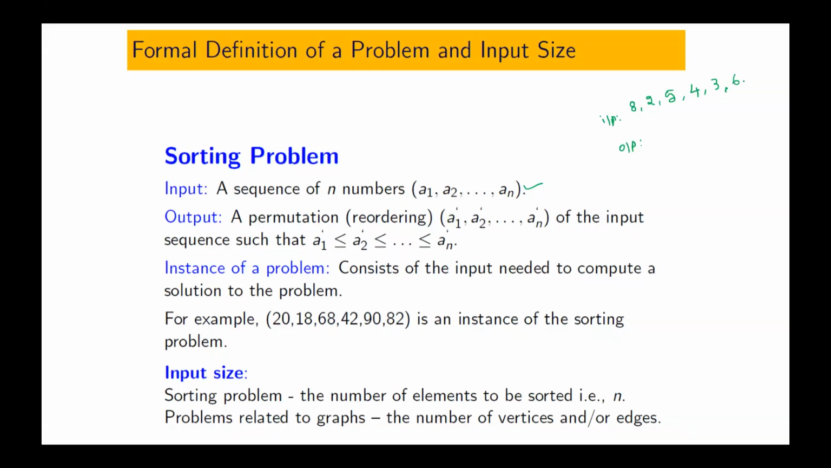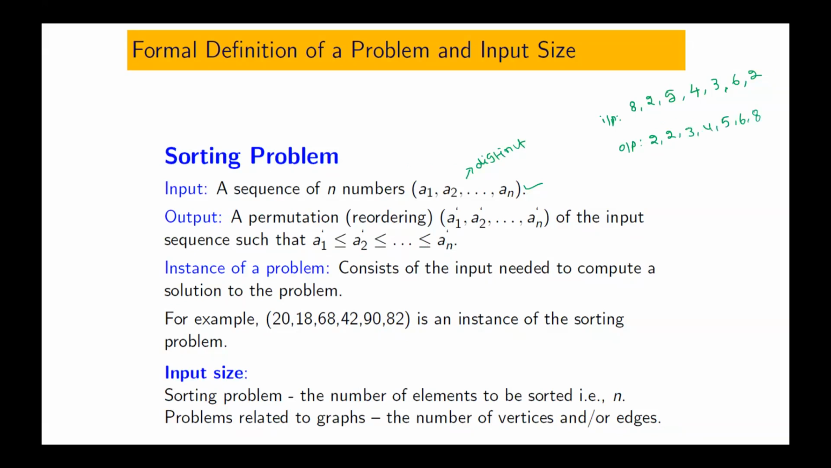What is the condition it has to satisfy? Say we are given 7 elements. We need to rearrange these elements such that some condition holds. The condition is non-decreasing values. That is, the first element is less than or equal to the second element, which is less than or equal to the third element, and so on up to the last element. If we assume that all elements are distinct, the answer is 2, 3, 4, 5, 6, 8.